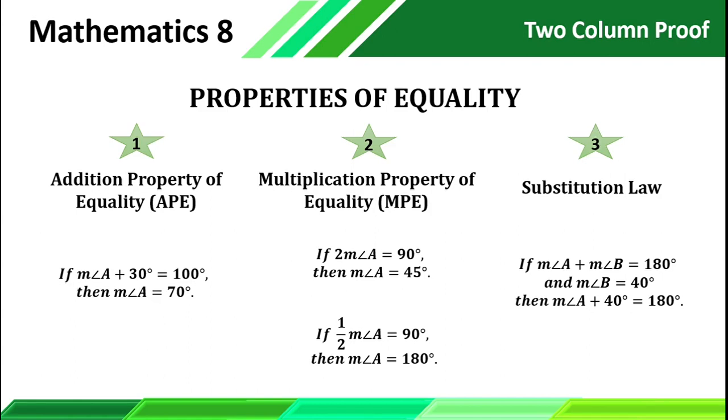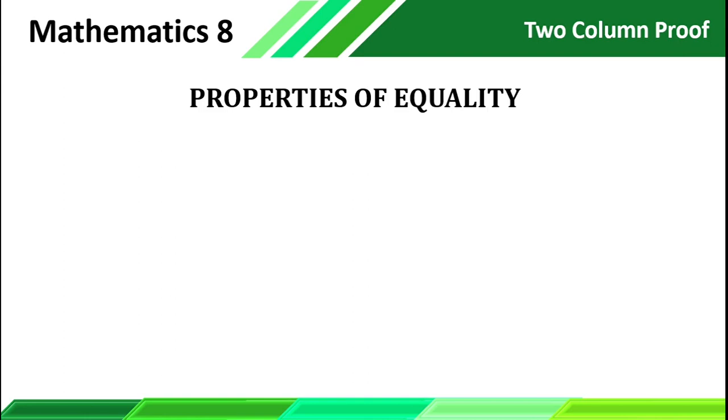Third property of equality is the substitution law. So if the measurement of angle A plus the measurement of angle B is equal to 180 degrees, and the measurement of angle B is equal to 40 degrees, then we can say that measurement of angle A plus 40 degrees is equal to 180 degrees. We call this one a substitution law because we replace the measurement of angle B by 40 degrees.